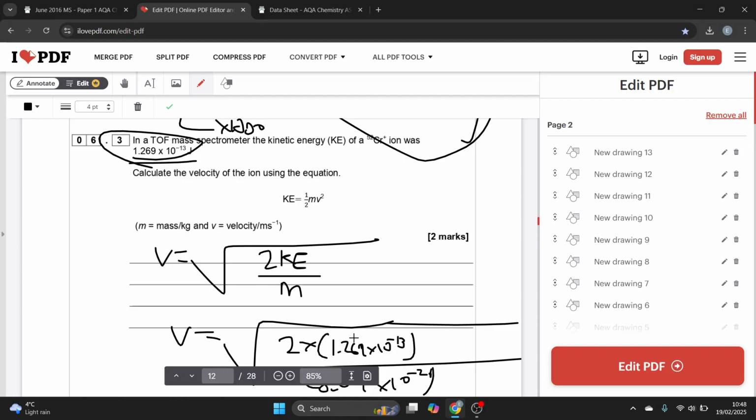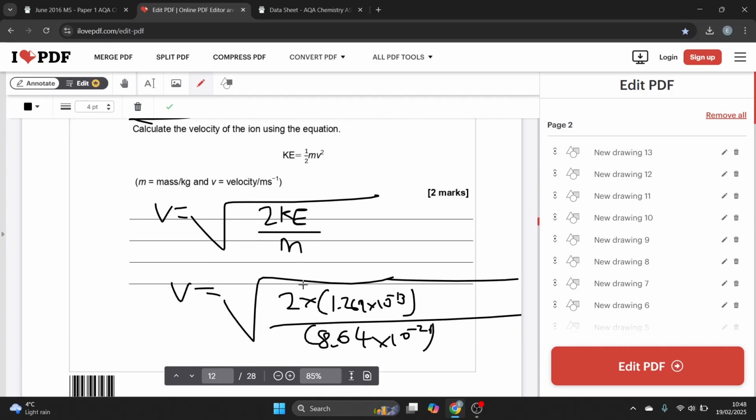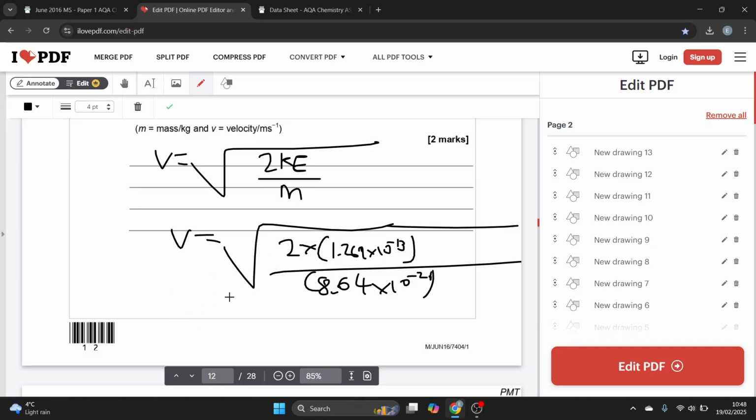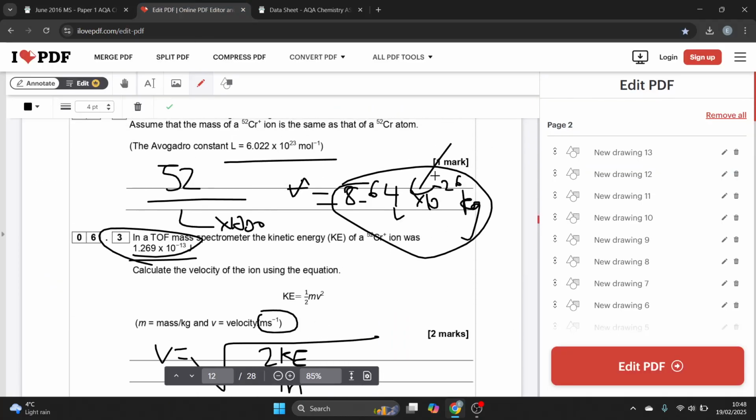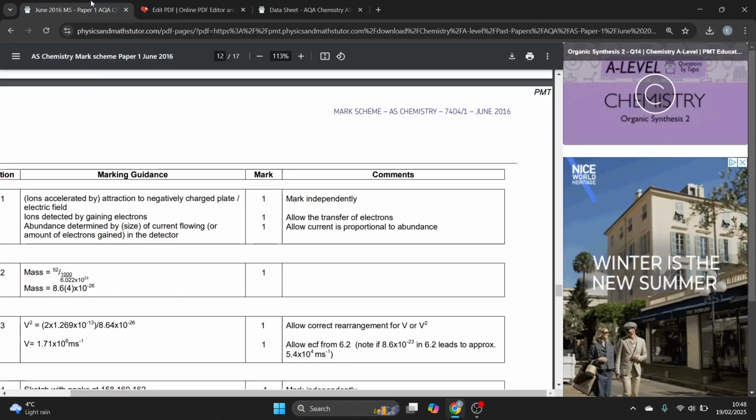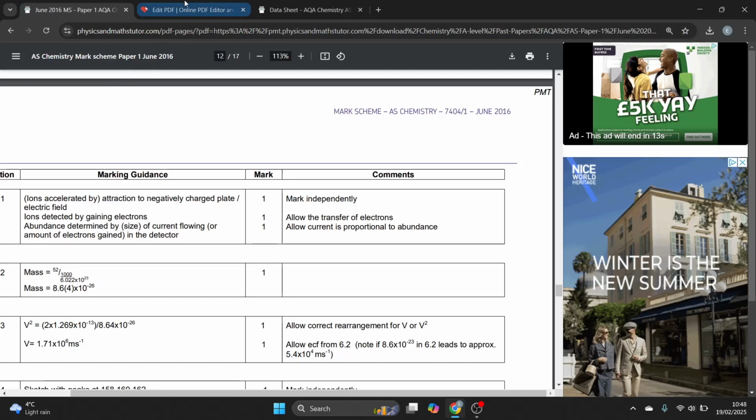2 times 1.269 times 10 to the power minus 13 divided by my answer, the mass of the ion, and then I get a ridiculously large number, so the equivalent in standard form is 1.71 times 10 to the power 6 meters per second. So the mass is 8.64 times 10 to the power minus 26 kg, and then 1.71 times 10 to the power 6 meters second to the power minus 1.